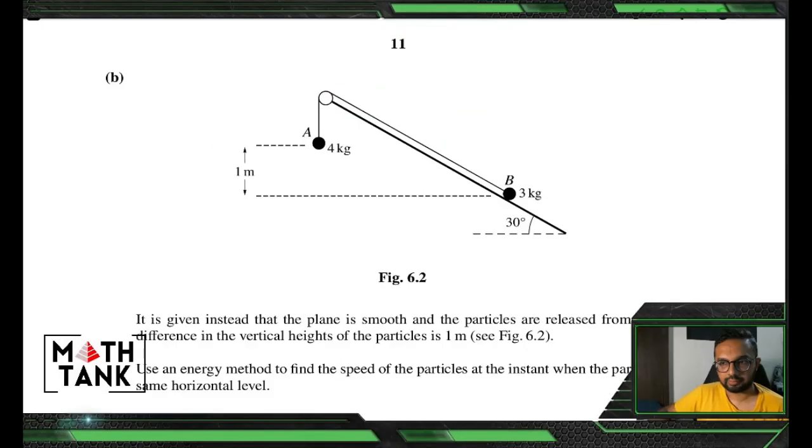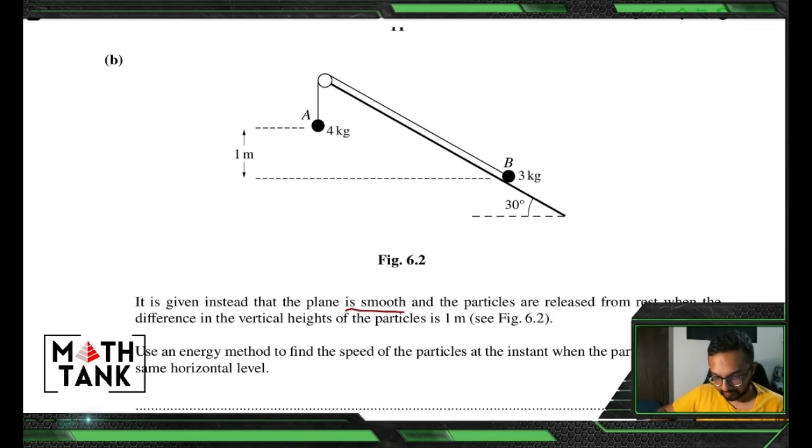Now part B of the same question. What we have here is a situation where it is given that the plane is now smooth and the particles are released from rest when the difference of the vertical heights of the particles is 1 meter.